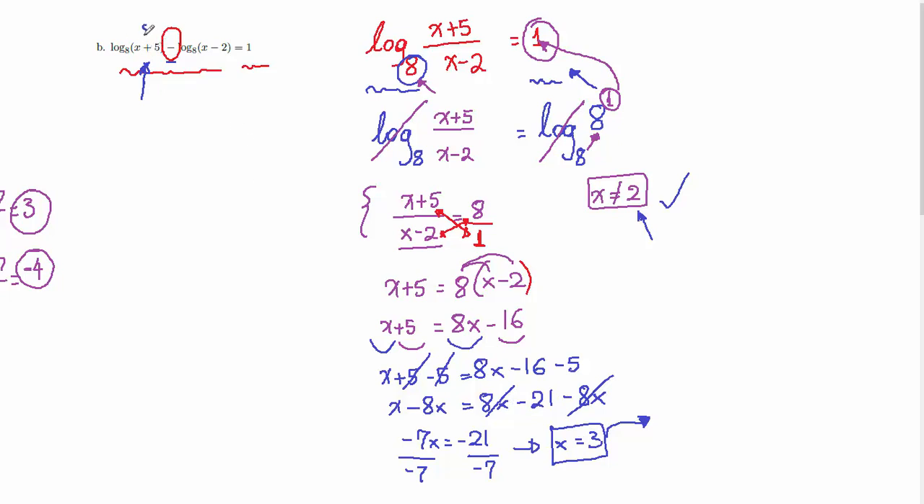3 plus 5 is equal to 8. Log of 8 with base 8 is 1, and this is good. And then I need to do the same for the second log. So I have 3 minus 2 is 1. Log with base 8 of number 1 is also a perfectly good logarithm. So this means that x equals to 3 is an actual solution for this equation.